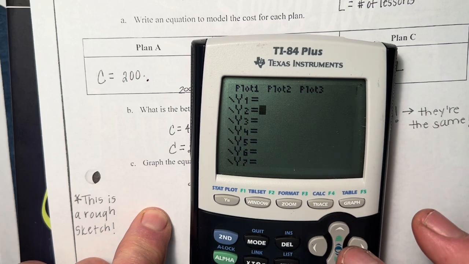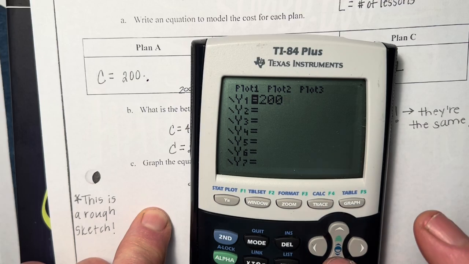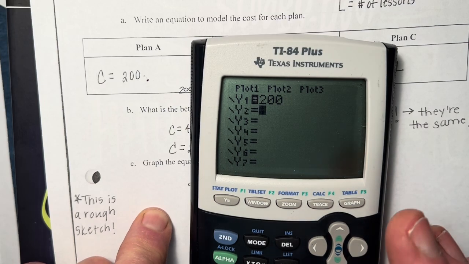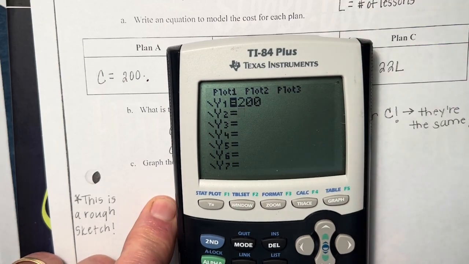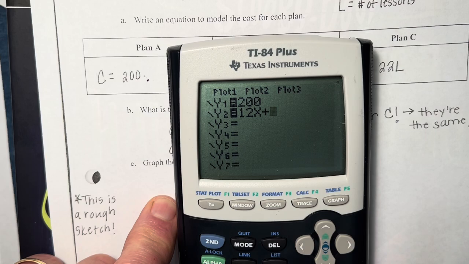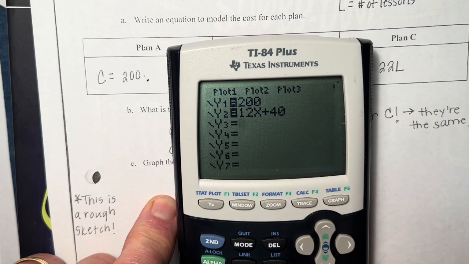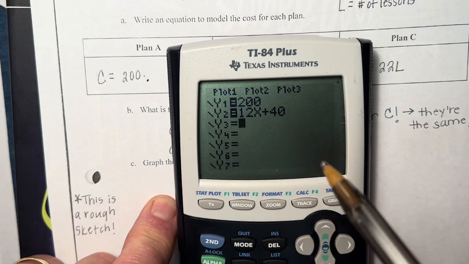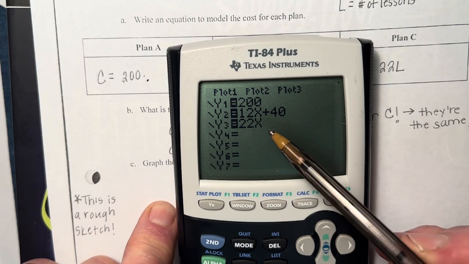The flat rate plan is, what is it, 200? 200. The next is that if I pay 40 bucks, I can pay $12 per lesson. So I'm going to do 12x and then plus 40. So that's y equals mx plus b form. And then the pay-as-you-go has 0 if you take 0 lessons, but 22x is the slope if you just pay per lesson.